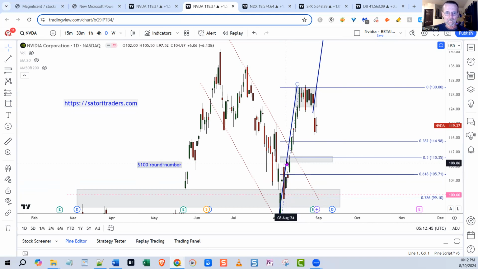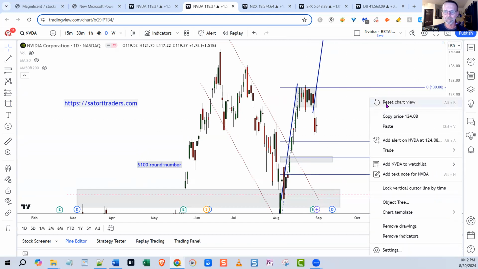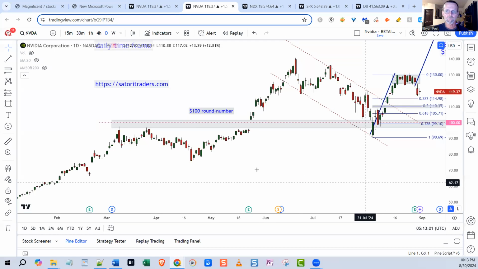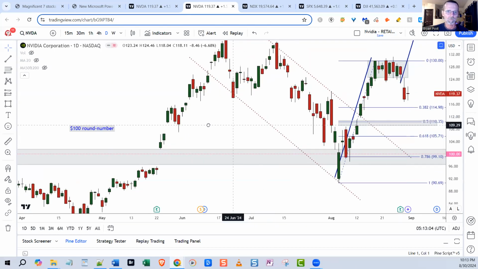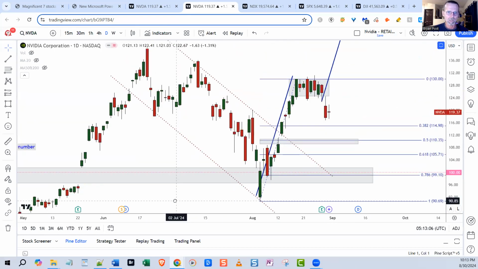And so I'm identifying this as a potential support area if price gets past the 38% retracement level and heads lower. And notice that it's coincident with the 50% retracement there. So let's see, anything else we want to talk about?